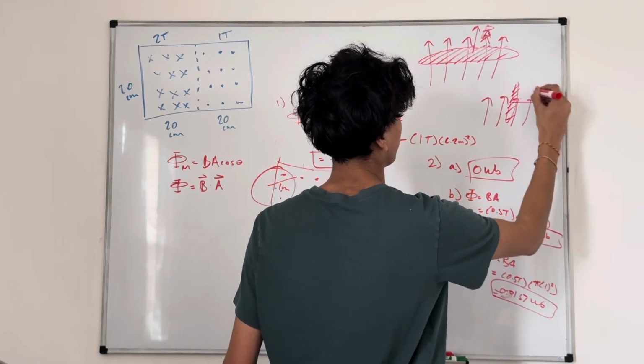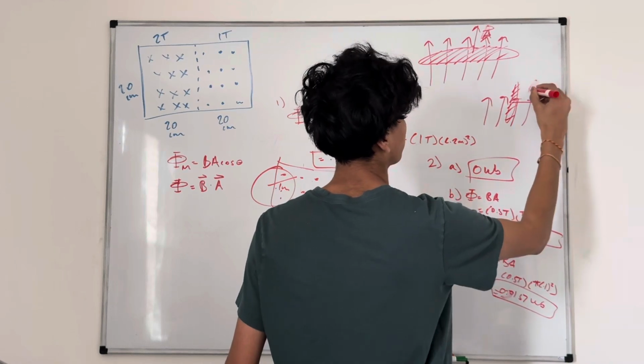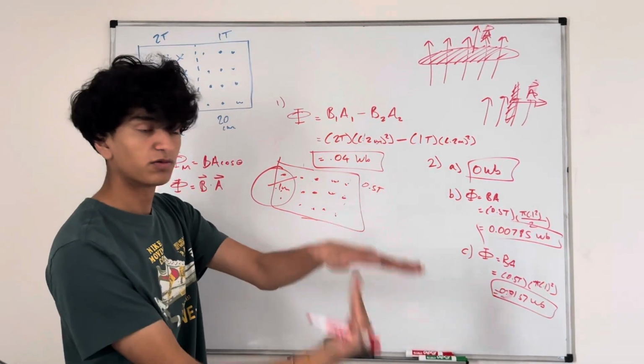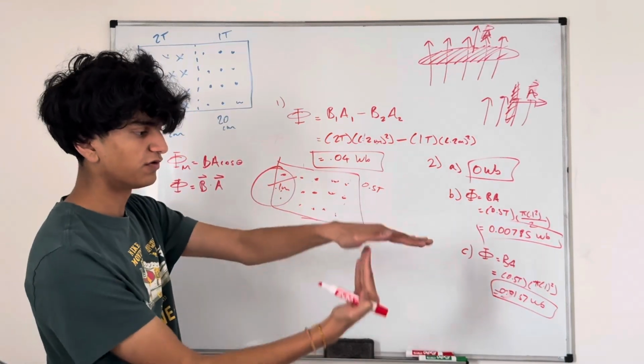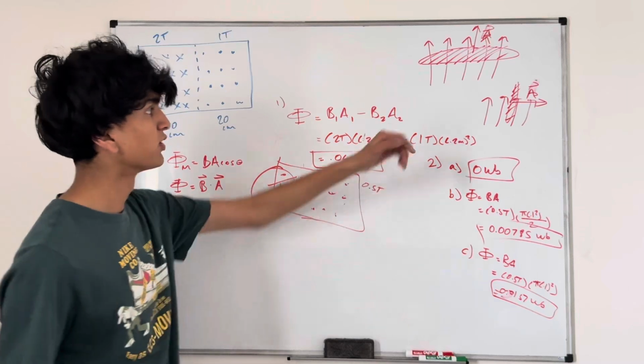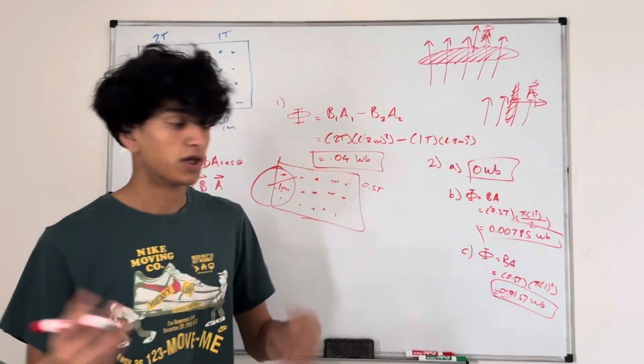So if you think about the area vector, it's going to be perpendicular. So this is how you get the maximum flux. If this is my loop, and if this is the field line, this is how you get the minimum flux, because none of them are going to be passing through the loop. So hopefully that makes sense.